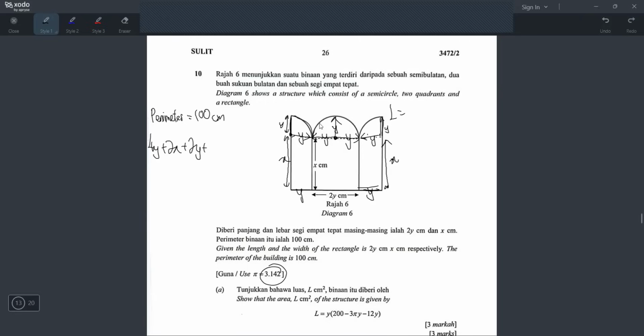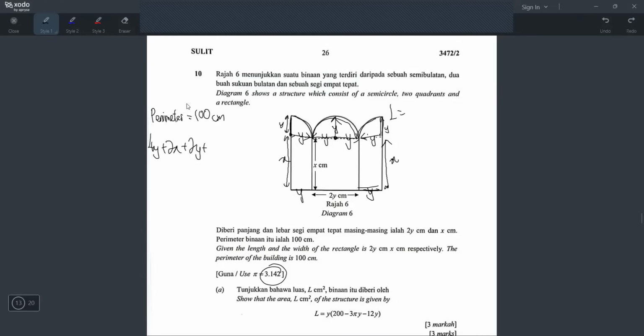And then plus with these 3 lines, right? Which is the arc, right? So for perimeter we only add the outside lines, the inside lines we don't add. So it will be 4y plus 2x plus 2y. So 4y plus 2x plus 2y, but we still need to add with the arc.